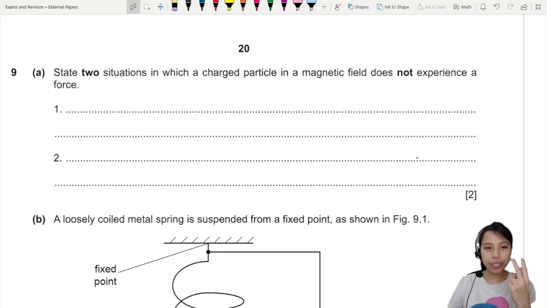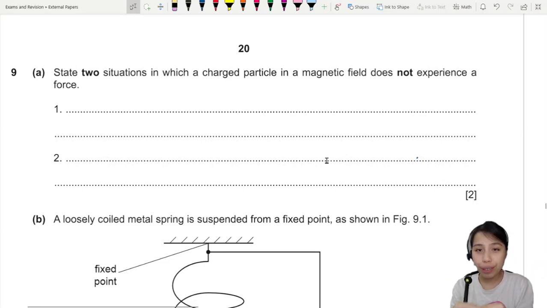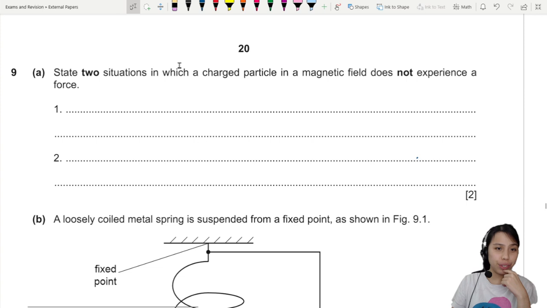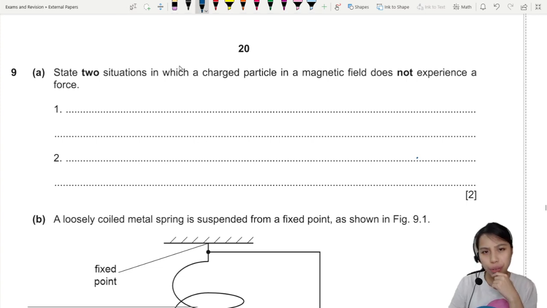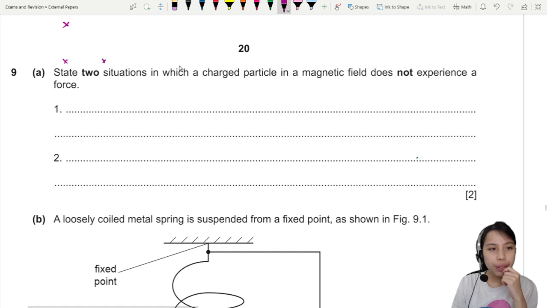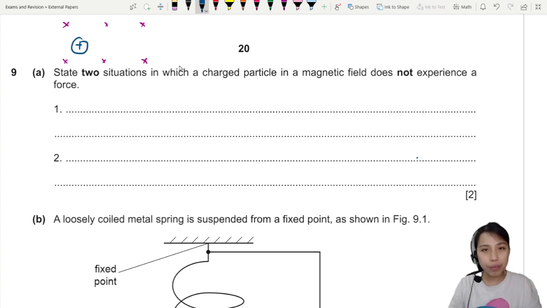State two situations where a charged particle in a magnetic field does not experience a force. Why would you not experience a force? So, when you see questions like this, and if you're not sure how to think about it, ask yourself, when you have a charged particle in a magnetic field, you need a force, but what is the equation for it? The equation for magnetic force generally is F equals BQV sine theta.